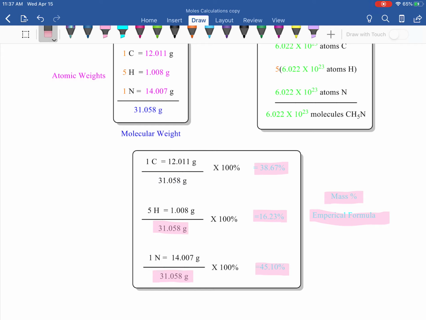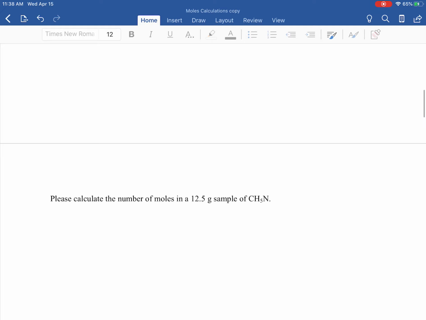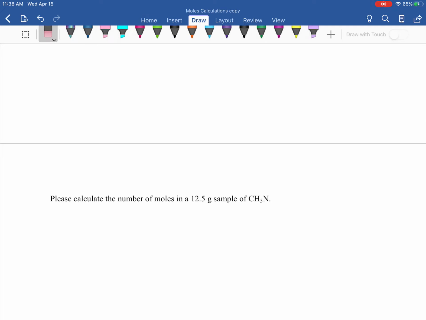So we've got lots of concepts in here, lots of numbers to use. So we'll kind of point out for the first couple problems where all of that is coming from. And then we may pick up the pace just a little bit. All right, let's scroll down and see what our first question is. All right, please calculate the number of moles in a 12.5 gram sample of that methylamine. Okay, done. I'm going to figure out that I'm calculating moles and I'm given grams.